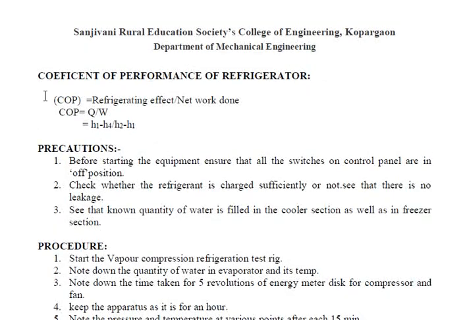So, coefficient of performance, that is our aim, to find out the COP. The formula is output upon input. Output is the refrigerating effect, that is Q, and input is the net work. So, here you have the formula (H1 minus H4) upon (H2 minus H1). So, this is the change in enthalpy. This is the work done, and this is the refrigerating effect.